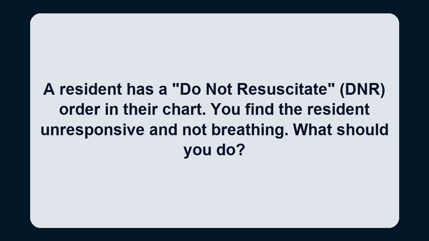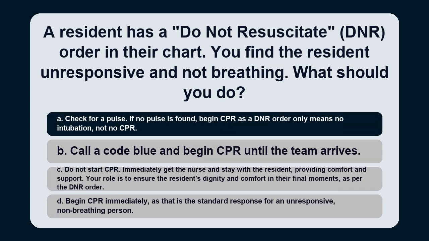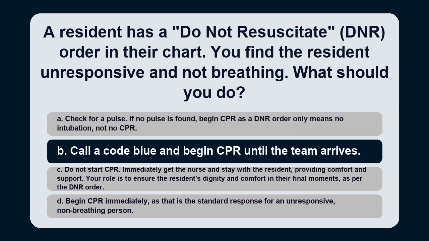Question 2. A resident has a do not resuscitate, DNR, order in their chart. You find the resident unresponsive and not breathing. What should you do? Option A. Check for a pulse. If no pulse is found, begin CPR as a DNR order only means no intubation, not no CPR. Option B. Call a code blue and begin CPR until the team arrives.